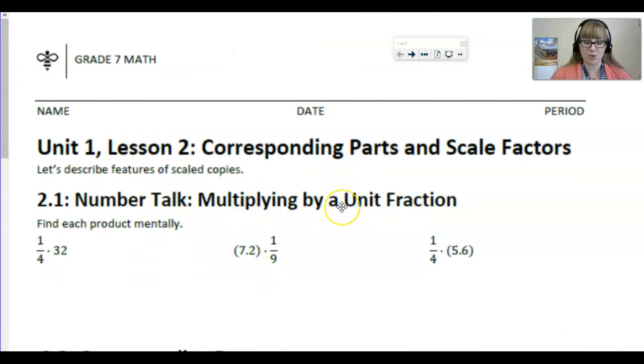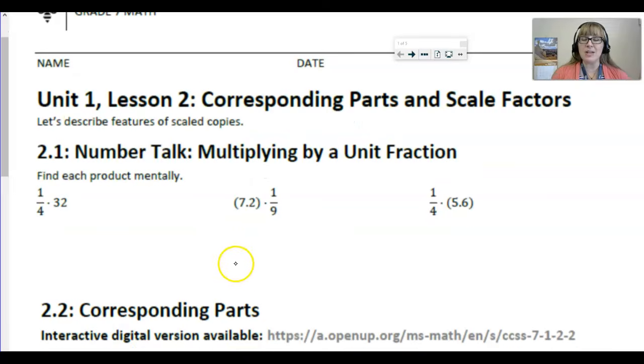Unit 1, Lesson 2, Corresponding Parts and Scale Factor. We start with a number talk, and although right now this particular number talk might seem very unrelated to the rest of the lesson, it really does play a big role in the whole entire unit. We're going to come back to this and readdress this again and again and again. What we're being asked to do is find each product mentally. If we just focus right here on 1/4 times 32, I want you to think of what process you would use to find that mentally. Pause the video now to give yourself enough time to do that.